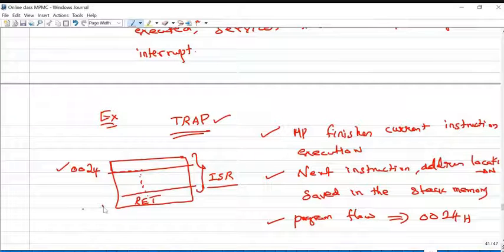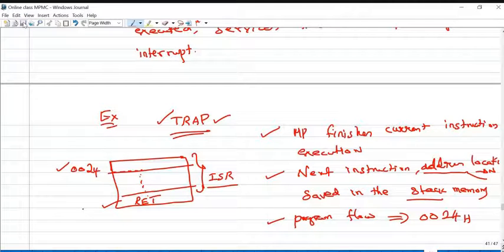When the processor executes the return instruction, the microprocessor fetches the address location saved in the stack memory. That is, the next instruction address location must be saved in the stack memory before processing this trap request. This address is loaded in the program counter, and then the processor continues the normal operations.